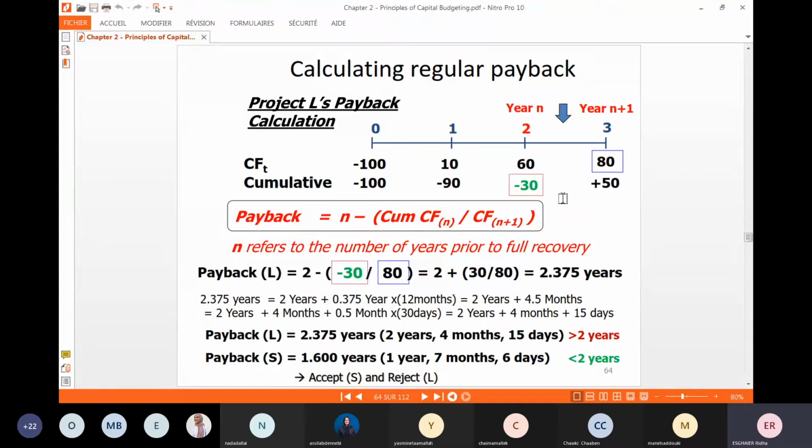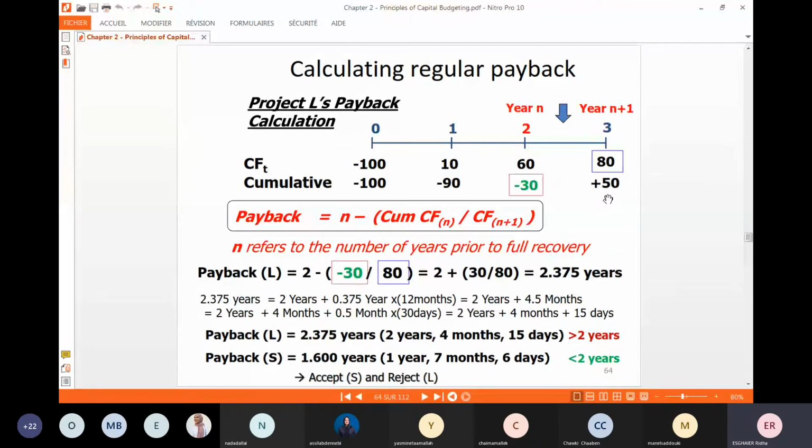Minus 30 plus 80, you have plus 50. We note here that we recover the initial investment between year 2 and year 3. So we will use a principle in finance called the linear interpolation.